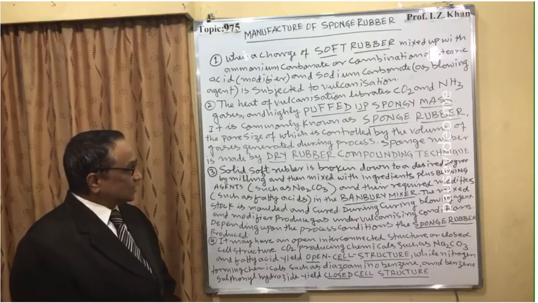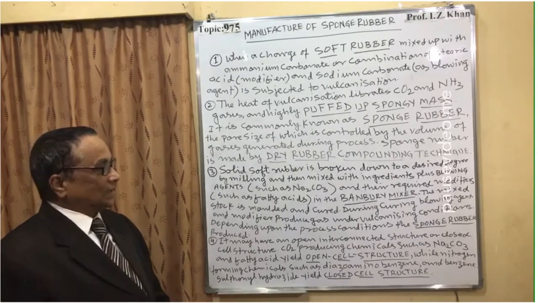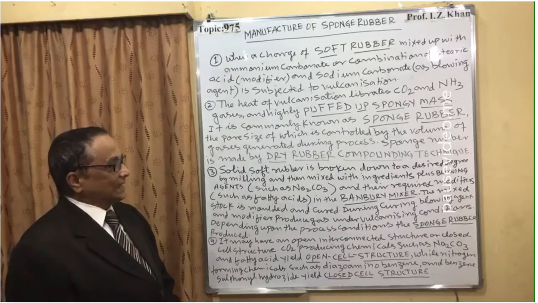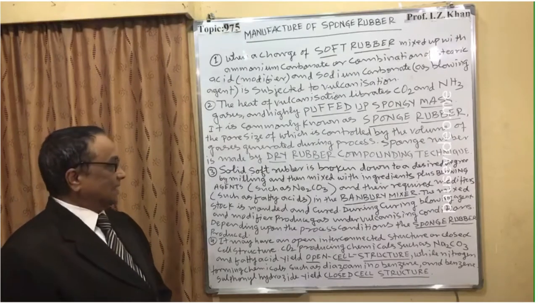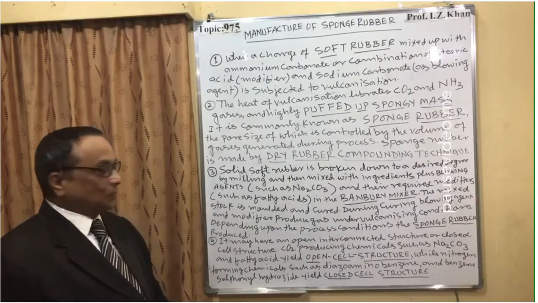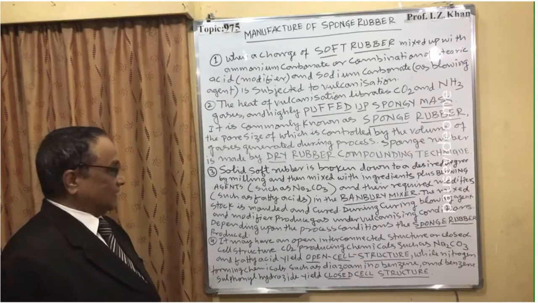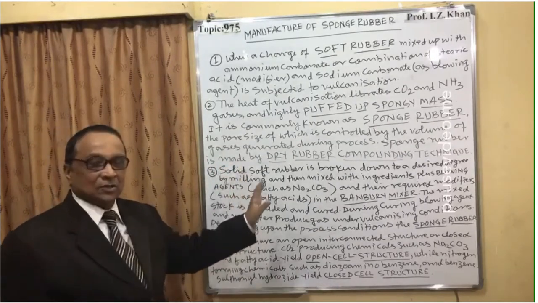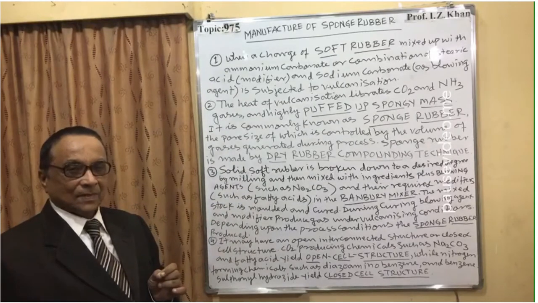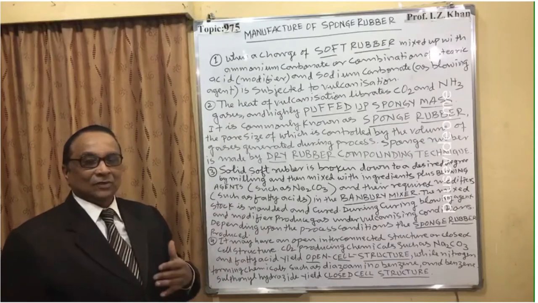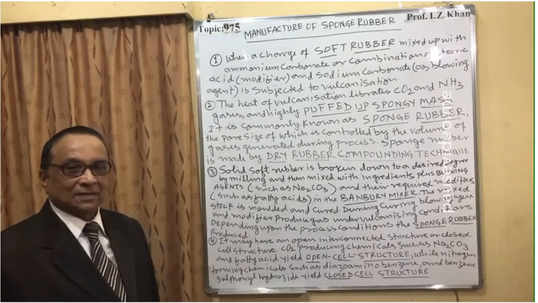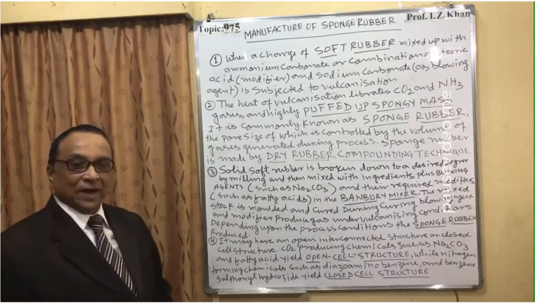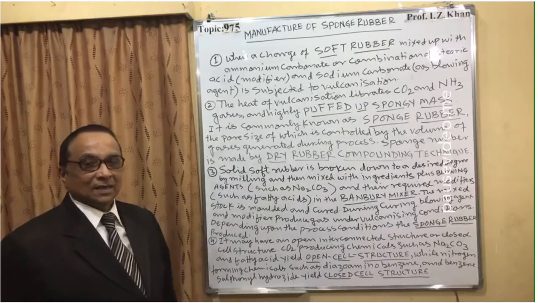Number 3, solid soft rubber is broken down to a desired degree by milling and then mixed with ingredients plus blowing agents such as sodium carbonate and the required modifiers such as a fatty acid like stearic acid. First it is broken down into the desired smallest particles and then these two ingredients are added. The one responsible for making it a puffy mass is by producing carbon dioxide and ammonia gas, and the second, the modifier, is your stearic acid, which is commonly known as a fatty acid.